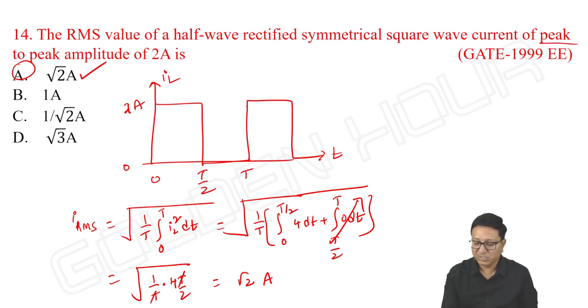As it is mentioned peak to peak amplitude, if they mention peak amplitude also in this example, peak to peak or peak amplitude are 2 amperes only, because its minimum amplitude is 0 and maximum amplitude is 2 amperes. You take peak amplitude or peak to peak amplitude, the result is same. Option A is correct.